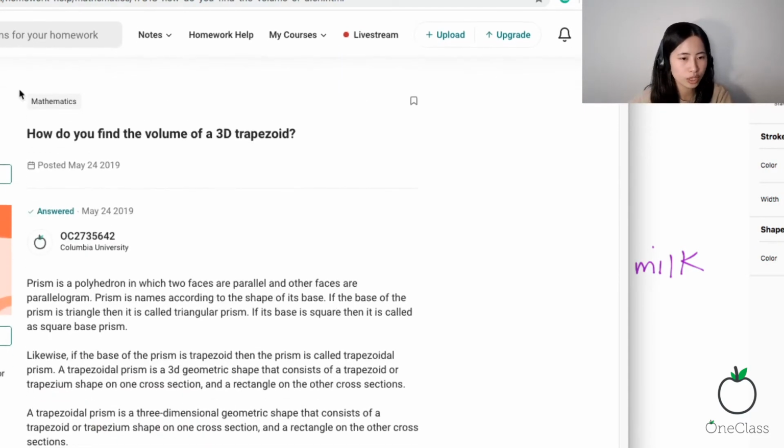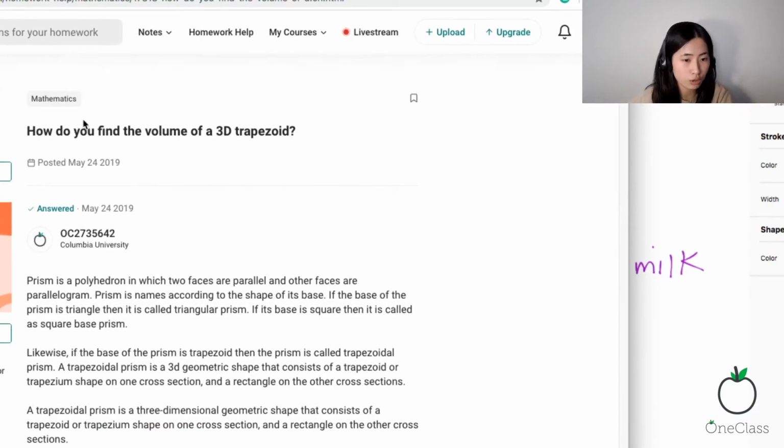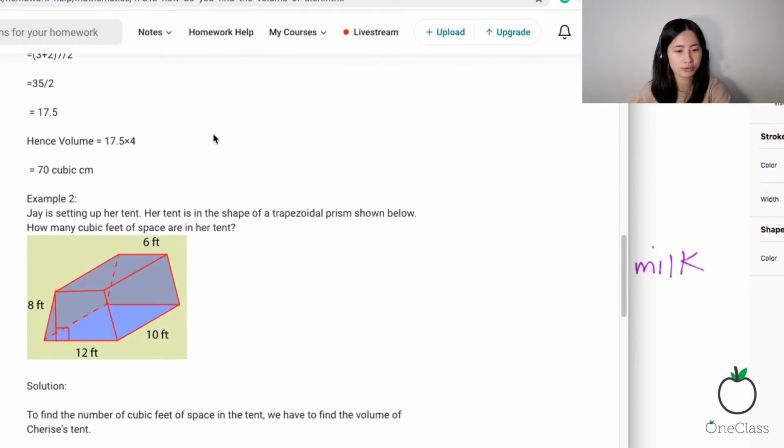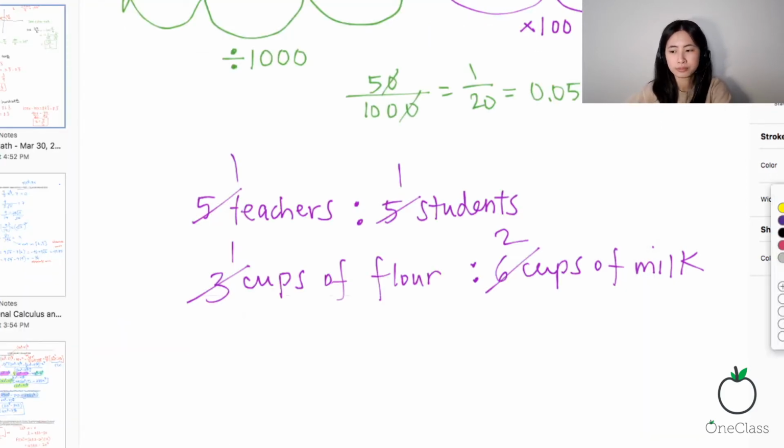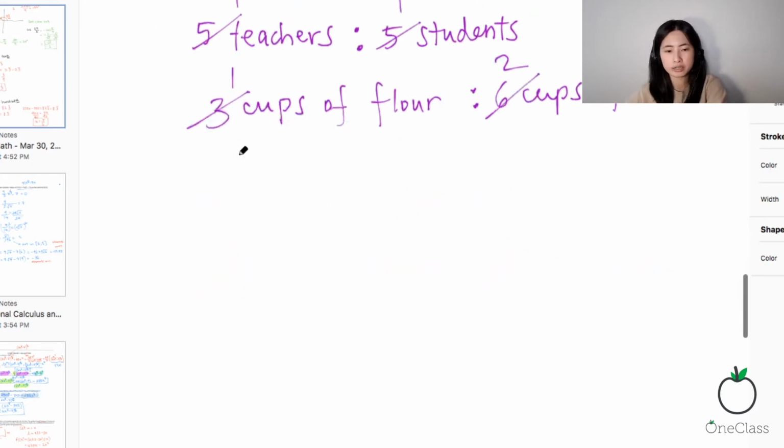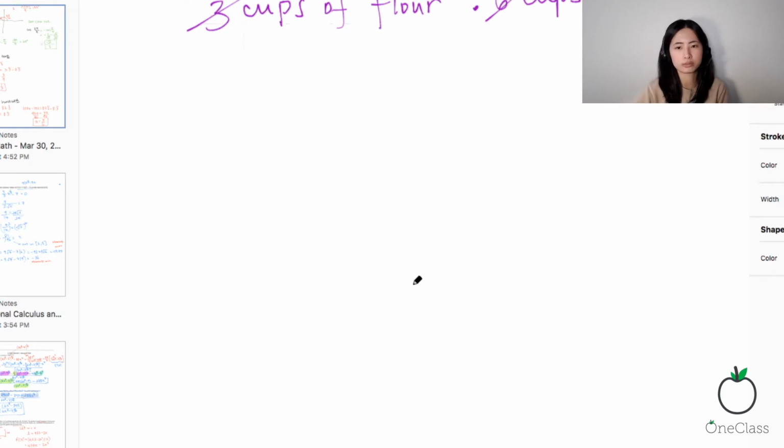And it says, how do you find the volume of a 3D trapezoid? So how do you find the volume of this, right? Because they're giving us numbers, maybe we can just use that as an example. To find the volume, you need to multiply the area of your base, that means the area of your trapezoid, times the height of your prism. So that's the formula for the trapezoidal prism.